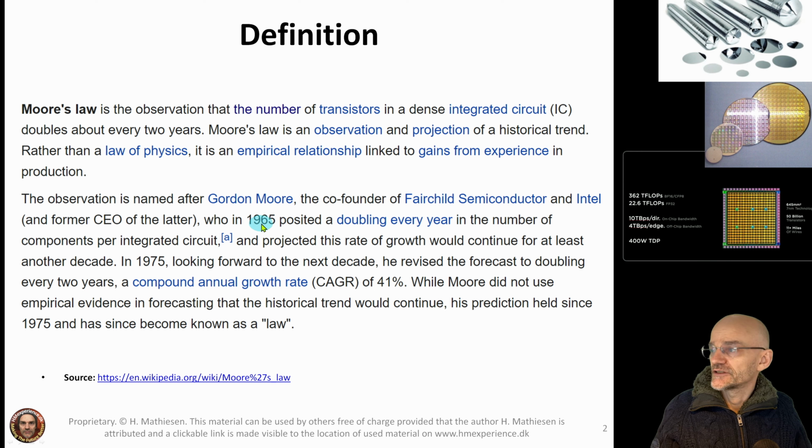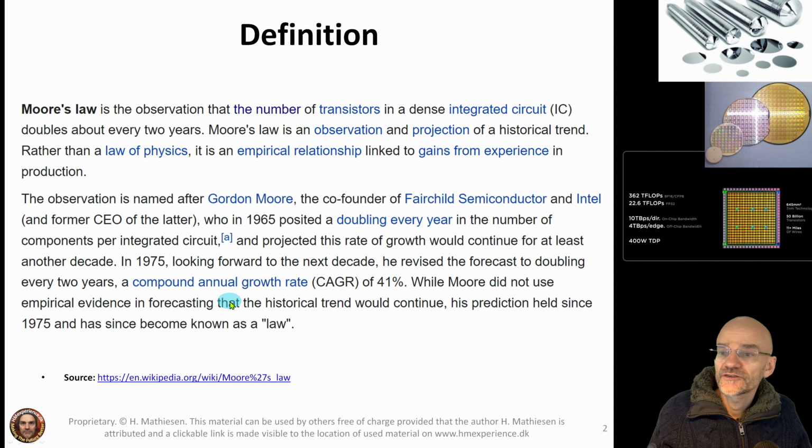Back in 1965, he stated this law, which is not a law, it's rather an empirical observation or regularity, that says that the number of transistors in a dense integrated circuit, that's a computer chip, doubles about every 2 years. Moore's law is an observation and a projection of a historical trend rather than a law of physics. It is an empirical relationship that gains from experience in production. I may add that in 1965, Moore said that transistors in circuits would double every year. And then he corrected that in 1975 and said it would double every second year.